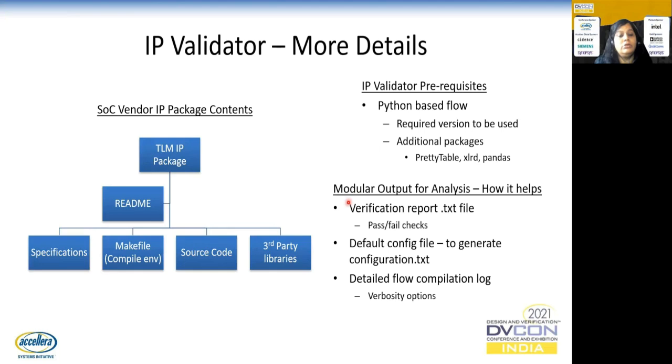Now, the modular output generated by the IP validator is really worth it because it generates very simple verification reports in a text file format, which tells you the pass and fail criteria and the reasons. As I already talked about, it also generates a configuration text file and a detailed flow compilation log, with various repository options that the user can choose and control.